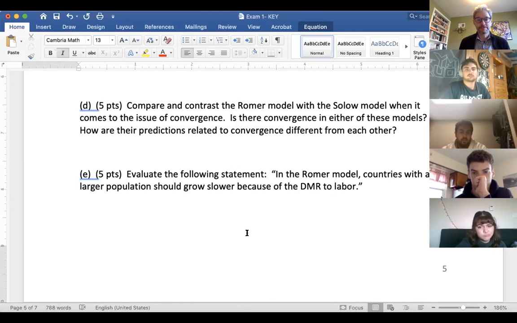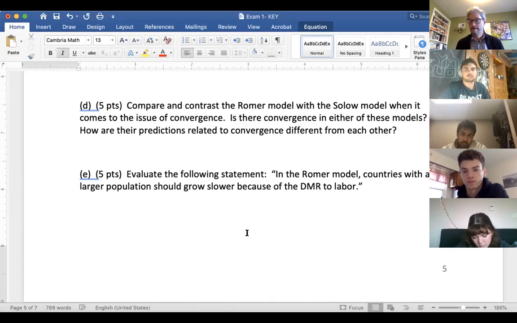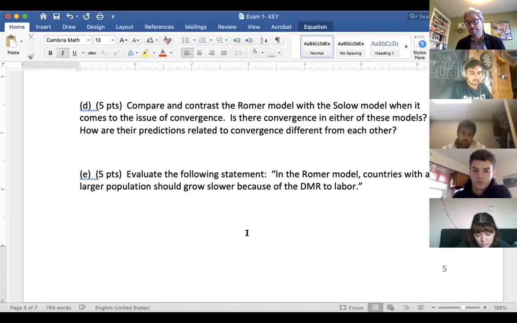Finally, evaluate the following statement. In the Romer model, countries with a large population should grow slower because of diminishing marginal returns to labor. False. This would be true in the Solow model, but not in the Romer model. In the Romer model, if you have more people, you make more ideas. And if you make more ideas, you are richer, okay? So this is also another big contrast between the Romer model and the Solow model.